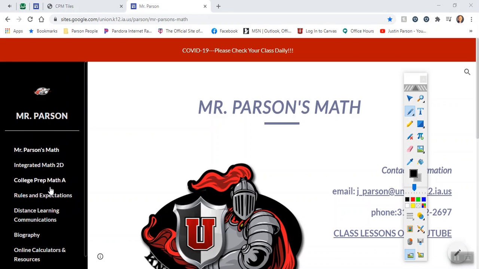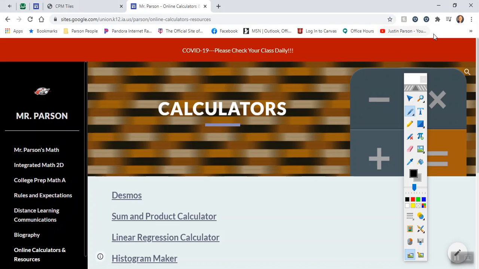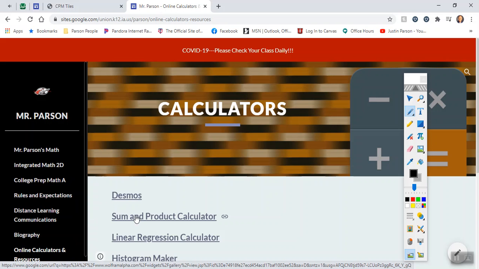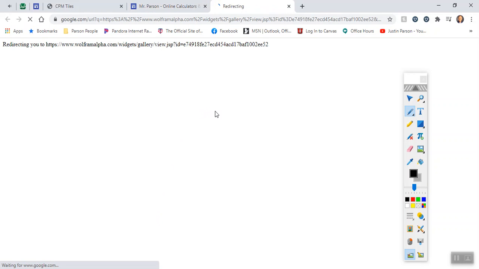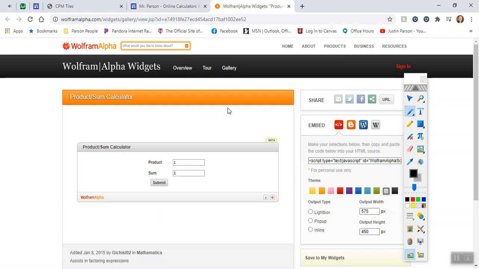Kids, do you see where it says online resources and calculators right here, down towards the bottom? Click on that. And then the calculator, maybe write this on your notes. It says sum and product calculator. You see that link right there? We're going to use this to save us some time. Sum and product calculator is the one we're going to use to help us with this right here.